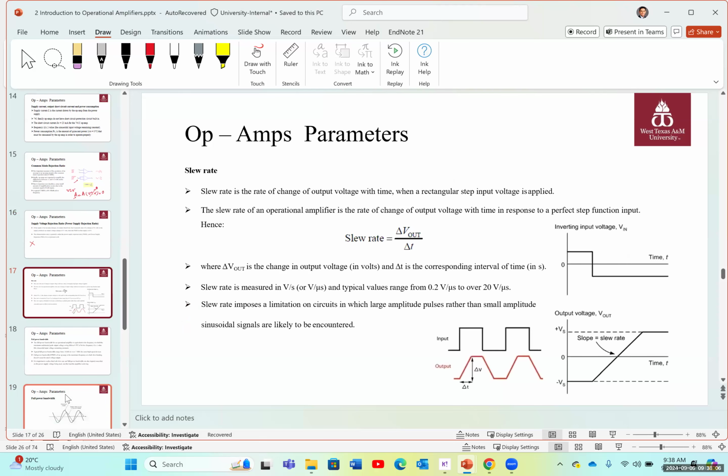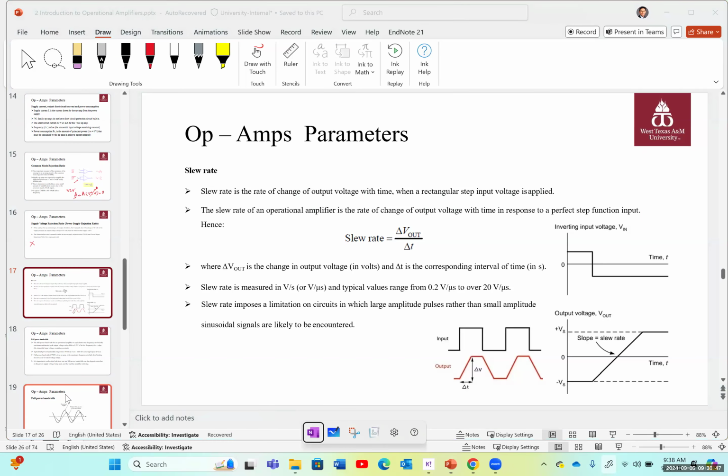So the next parameter that we have is called the slew rate. So what is a slew rate? We have slew rate in all types of different circuits, like transistors as well. Slew rate is the response time of a certain circuit. How we determine a slew rate is we give it a step input or a square input, and we measure how long it takes for the output to match that input.